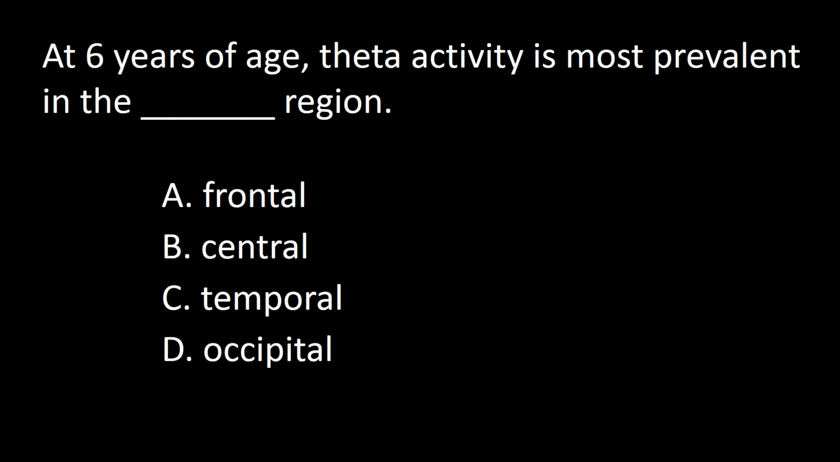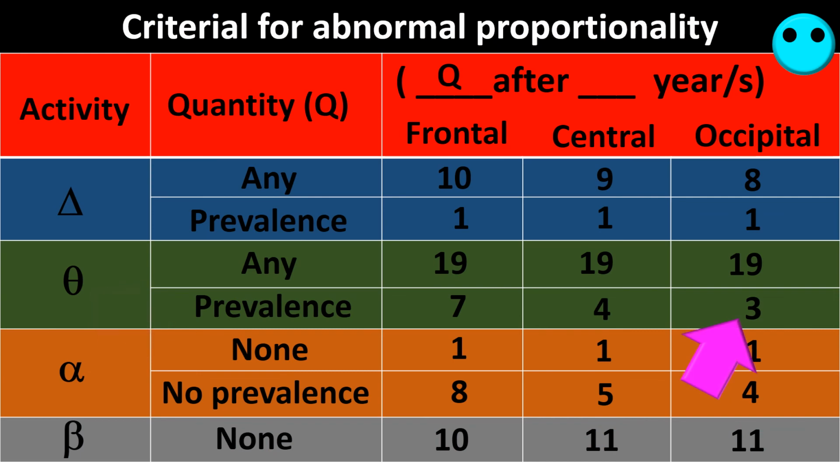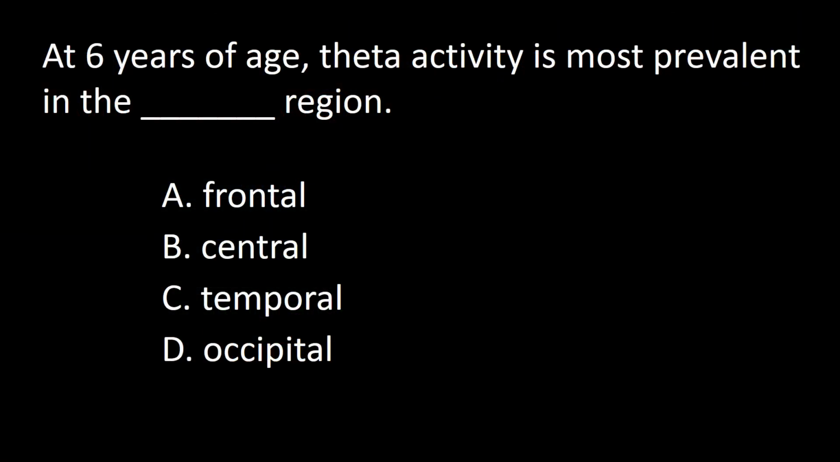Next question. At 6 years of age, theta activity is most prevalent in the dash region. A frontal, B central, C temporal, D occipital. Theta activity should not be the prevalent activity after 3 years in the occipital lobe, nor should it be the prevalent activity after 4 years in the central region and after 7 years in the frontal region. Thus, it can be prevalent at 6 years only in the frontal region. So the answer to this question is A.